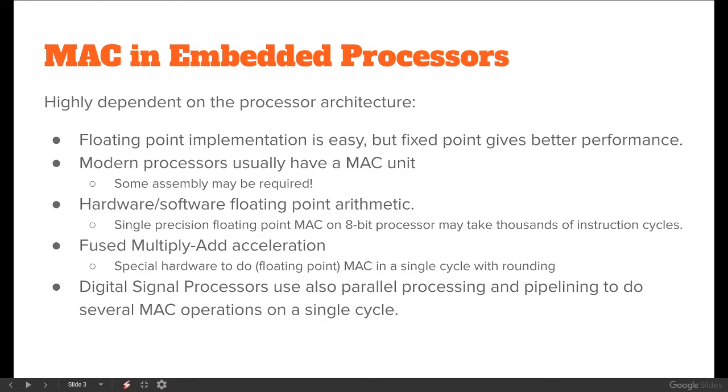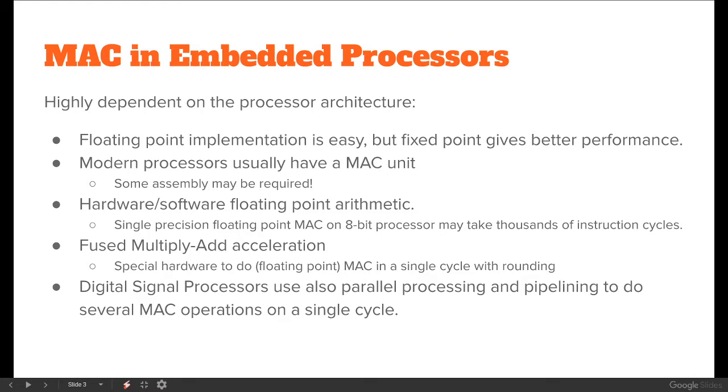Okay, so MAC in embedded processors. So basically how fast it goes depends highly on the processor architecture. Floating point implementation would always be the easiest way to go on the calculations in software, but on the other hand, if there is no hardware acceleration for floating point calculations, then you are losing a lot of power for the software implementation.